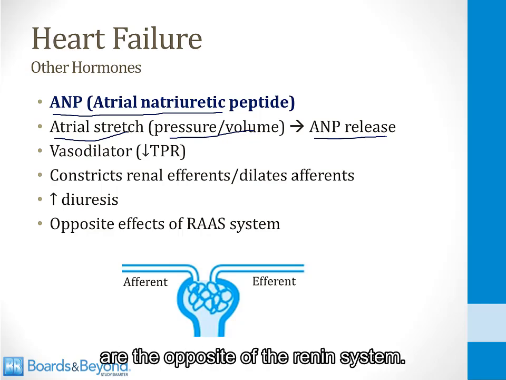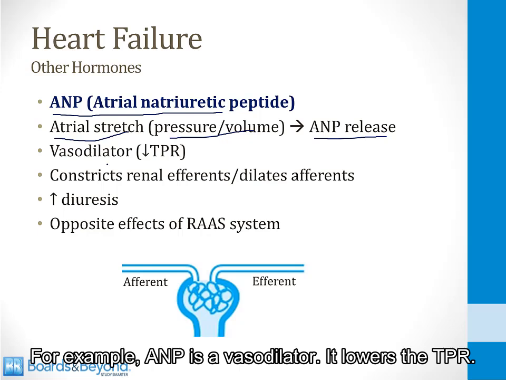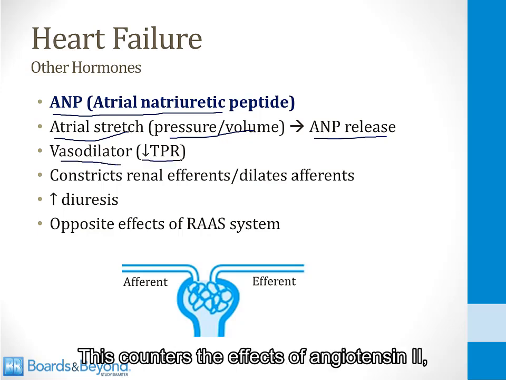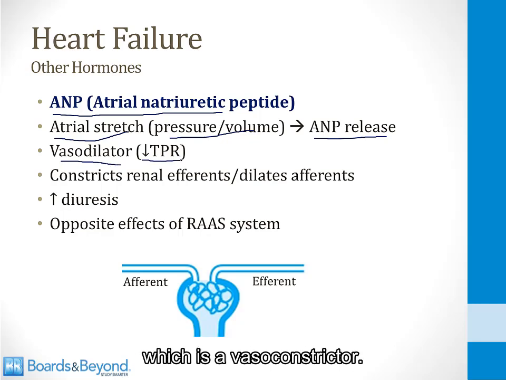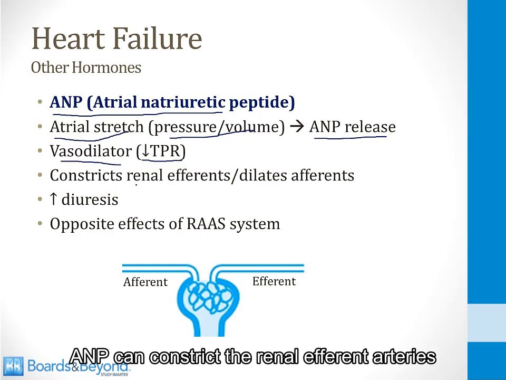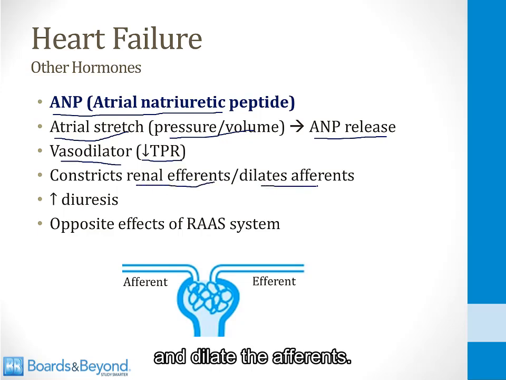So all the things that ANP can do are the opposite of the renin system. For example, ANP is a vasodilator. It lowers the TPR. This counters the effects of angiotensin II, which is a vasoconstrictor. ANP can constrict the renal efferent arteries and dilate the afferents.